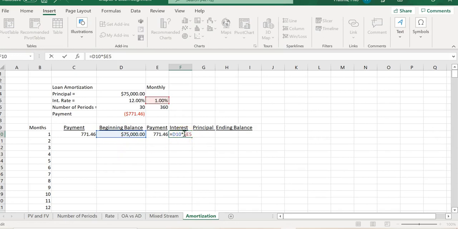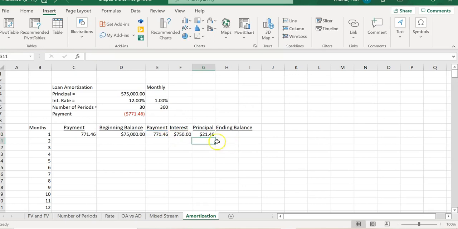Since we want to keep it constant, press F4 at this stage, or put that $ sign. Okay, so this is our interest amount. Now what is the principal? This principal here means the amount of principal that has been repaid. The total payment was 771.46. Out of this total payment, we paid $750 as the interest amount.